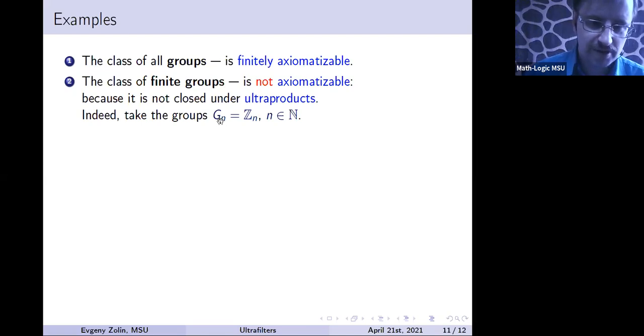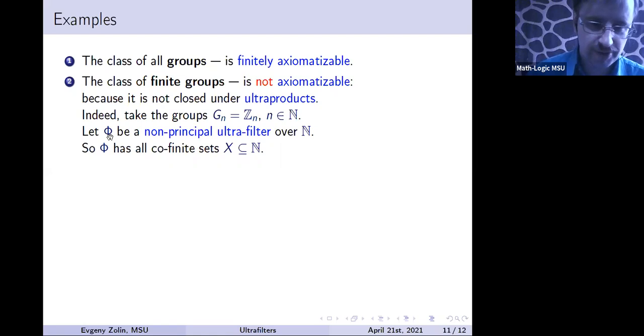Let us take groups Zn for any natural number n: Z1, Z2, Z3, and so on. We will take the ultraproduct. Modulo which filter, which ultrafilter? We consider the non-principal ultrafilter over natural numbers. Recall that such an ultrafilter contains all cofinite subsets. So we have groups indexed by natural numbers, and notice that the groups are bigger and bigger. And we have a non-principal ultrafilter. Let us take the ultraproduct.